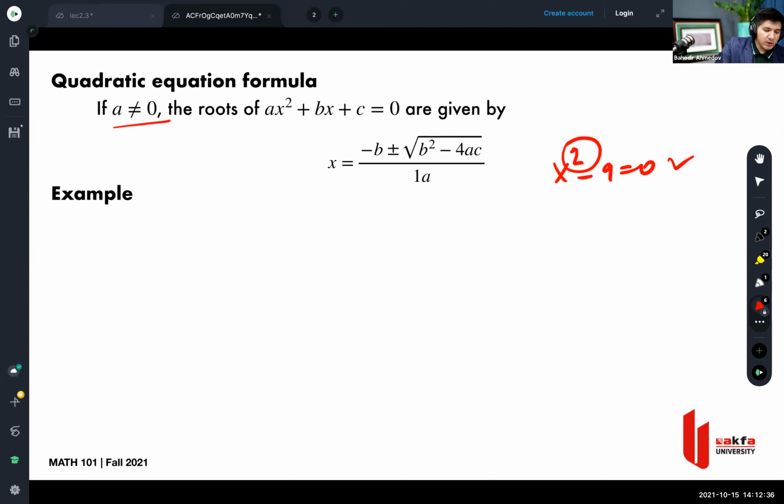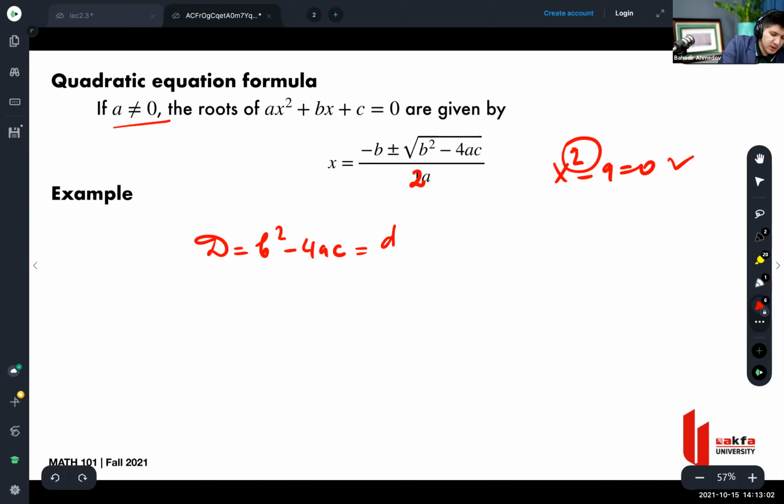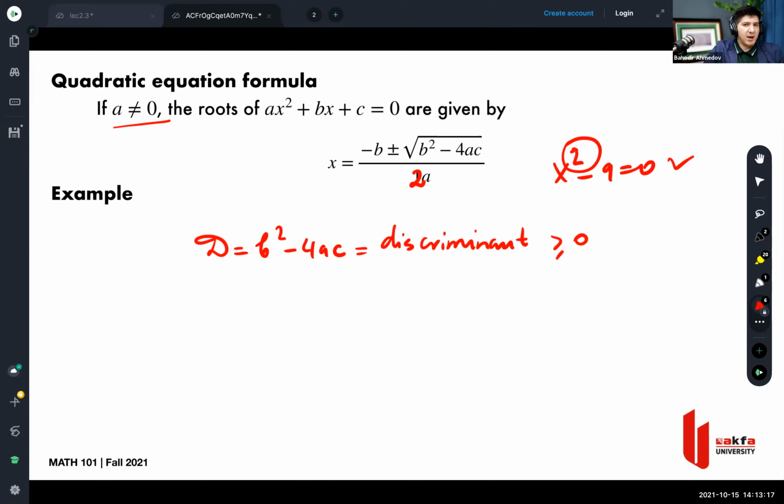So if you've got this equation ax squared plus bx plus c is equal to 0, then the roots of this equation, or the zeros of this equation, can be found using this formula. We are going to do a couple of small examples right now. This term here, b squared minus 4ac, is called the discriminant. Do you remember this? The discriminant should be greater than or equal to 0, because you're going to take the square root of this. And if it is less than 0, it means that it doesn't have a root, okay?